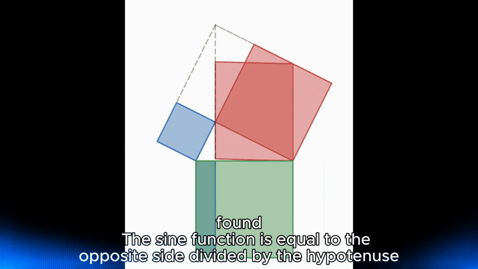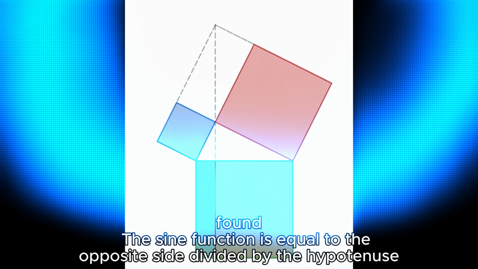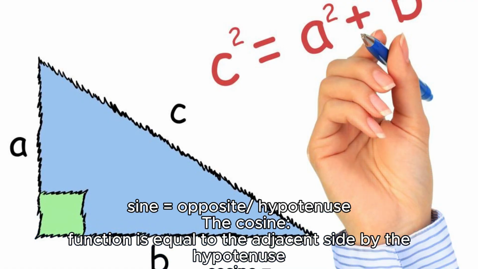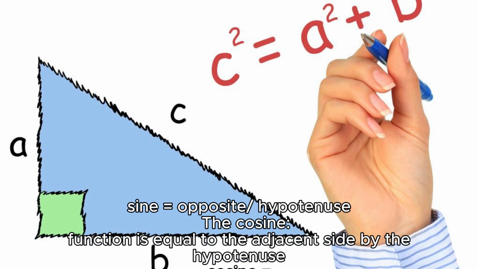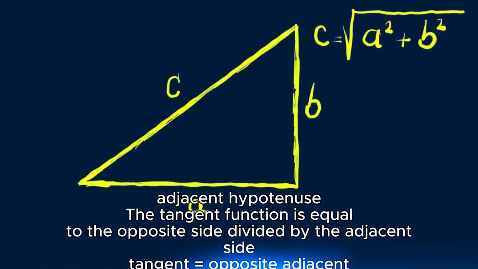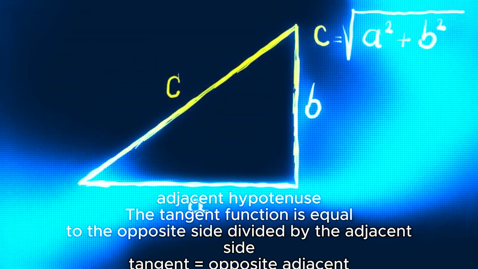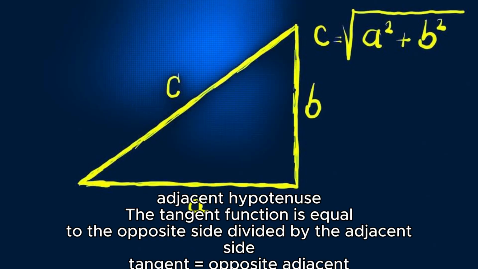The sine function is equal to the opposite side divided by the hypotenuse. Sine equals opposite over hypotenuse. The cosine function is equal to the adjacent side divided by the hypotenuse. Cosine equals adjacent over hypotenuse. The tangent function is equal to the opposite side divided by the adjacent side and equals opposite over adjacent.